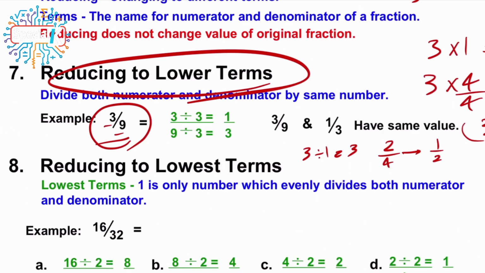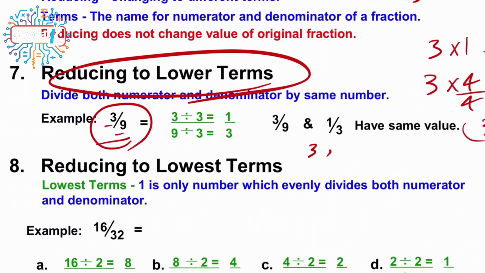How can I do that? Find a specific number that can divide both the numerator and the denominator without any remainder. Look at 3 and 9. Let's look at them. Do you see anything special about those? 3 is just 3 itself, but what about 9? Can I write it down as 3 multiplied by 3?